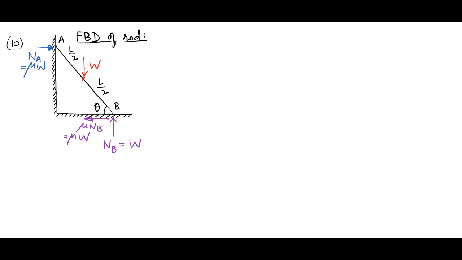So what I'll do is I'll just get rid of this mu times NB. I'll just write it as mu W, and I'll also write this as mu W over here, so the figure looks a bit simple. And likewise, instead of saying NB, I'll just write W over here, since NB is equal to W. So this is the FBD of the rod under limiting equilibrium conditions, and we want to find what is the value of theta.